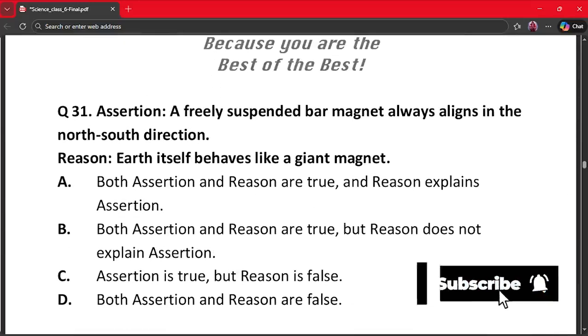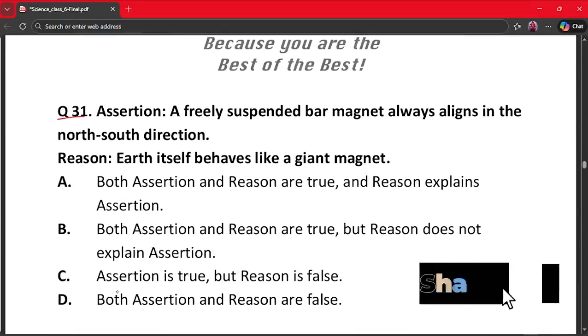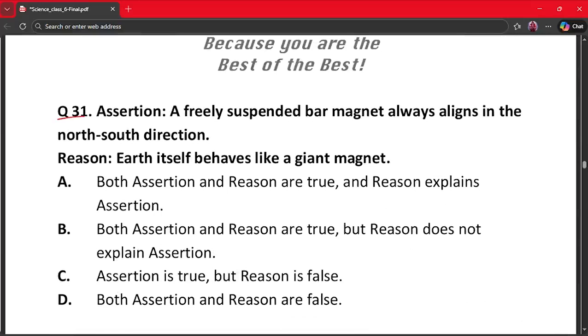Our next question is question 31. Assertion. A freely suspended bar magnet always aligns in the north-south direction. Reason. Earth itself behaves like a giant magnet. A. Both assertion and reason are true and reason explains assertion. B. Both assertion and reason are true but reason does not explain assertion. C. Assertion is true but reason is false. And D. Both assertion and reason are false.